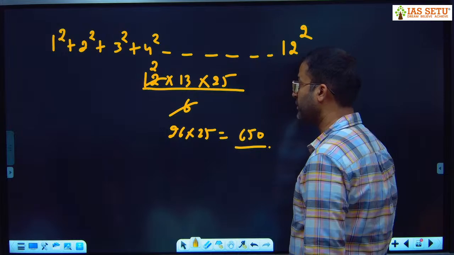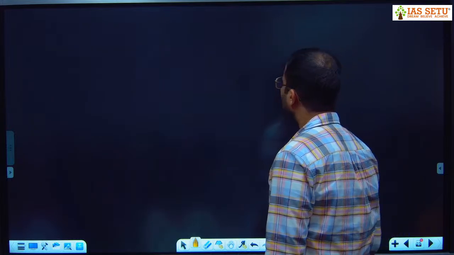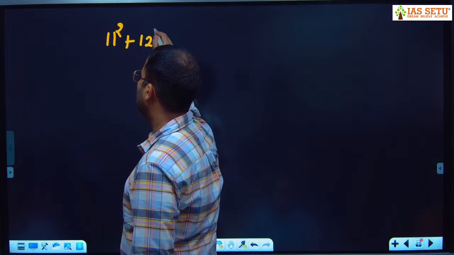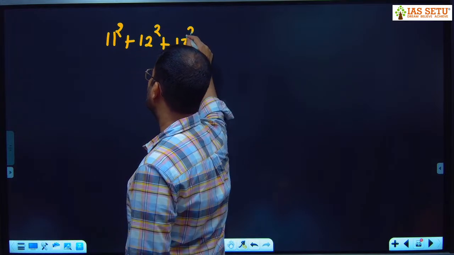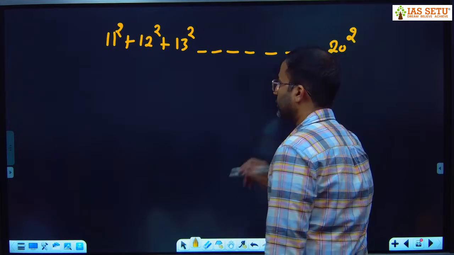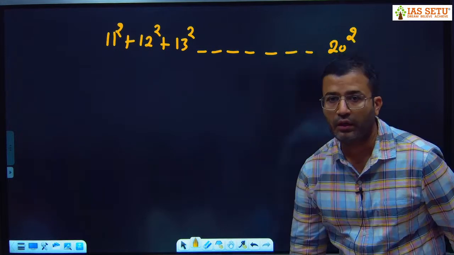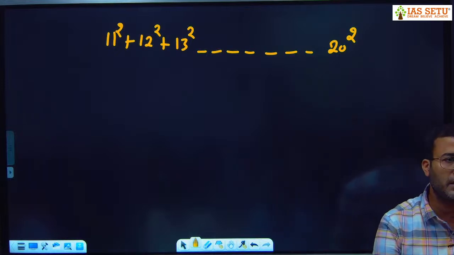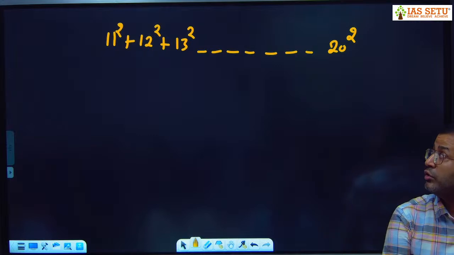One more question, be careful. 11 square plus 12 square plus 13 square up to 20 square. 11 square, 12 square, 13 square, लास्ट में है 20 square.